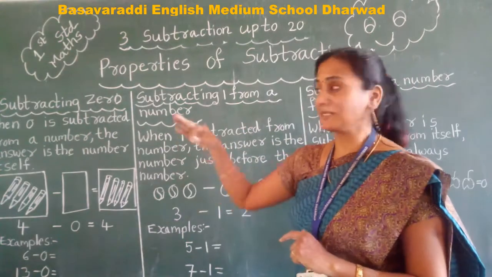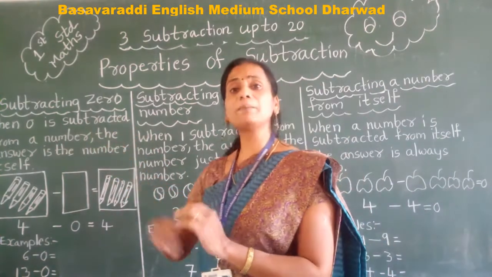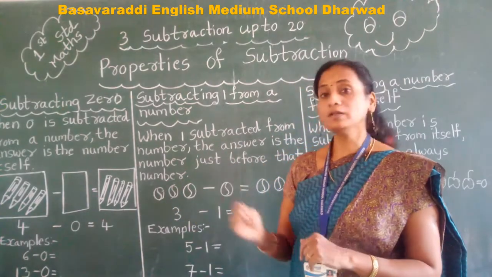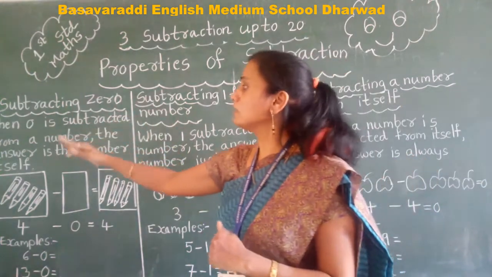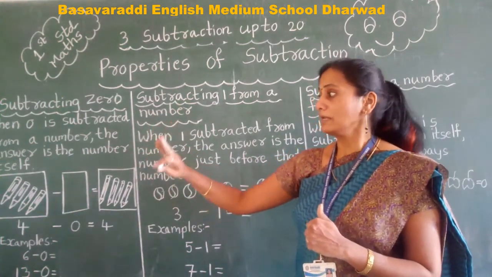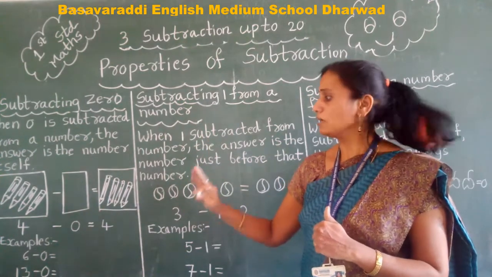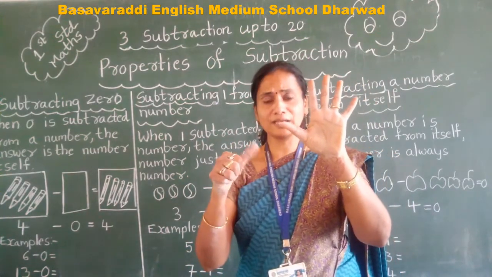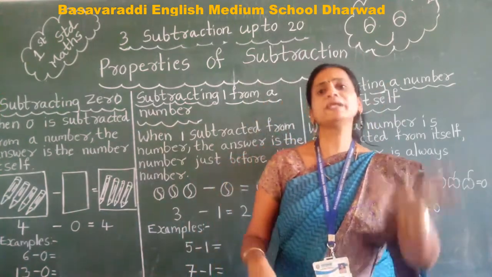Subtracting 0. What is subtracting 0? When we are subtracting 0 from a number, then the answer should be the number itself. Got the point? See what happened? I have 5 balls. Nobody is taking any away. So how many remain? 5 minus 0. The answer should be 5 only.